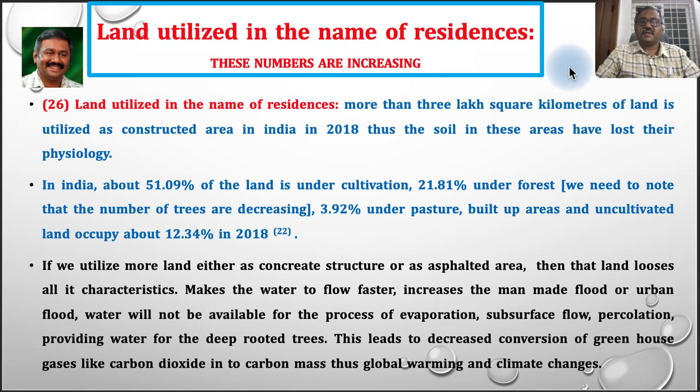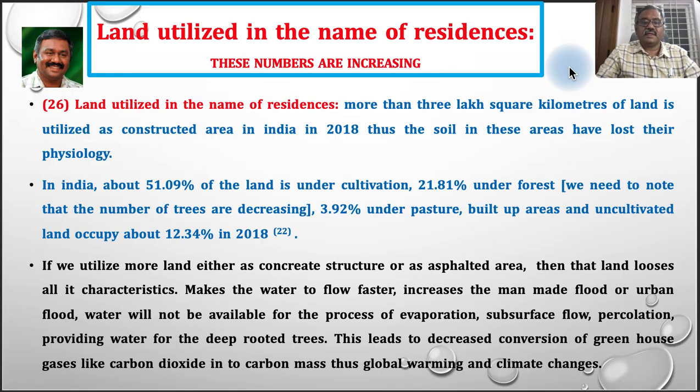Land utilized in the name of residences. These numbers are increasing. More than 3 lakh square kilometers of land is utilized as constructed area in India in 2018. Thus, the soil in this area has lost its physiology. In India, about 51.09% of the land is under cultivation, 21.81% under forest. We need to note that the number of trees are decreasing. 3.92% under pasture.